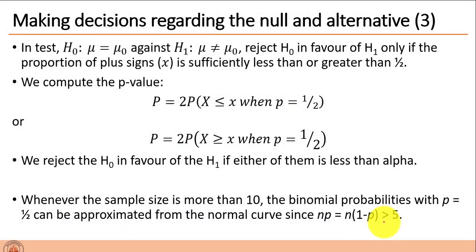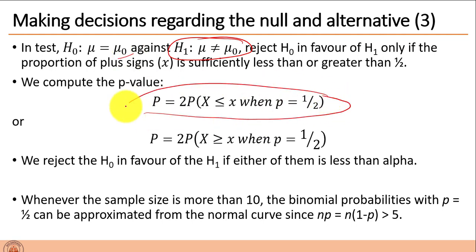Now the third one is when we are talking about not equal to. So in this case, whether it's less than or greater than, we still will not accept it. That means that the null hypothesis should strictly be equal to the hypothesized value. Anything else is rejected. So in this case, we reject the H0 in favor of H1 only if the proportion of plus signs is sufficiently less than or greater than half. So whether it is less than half or more than half, we will reject the null hypothesis in favor of the alternative. So we compute the p-value here as this.